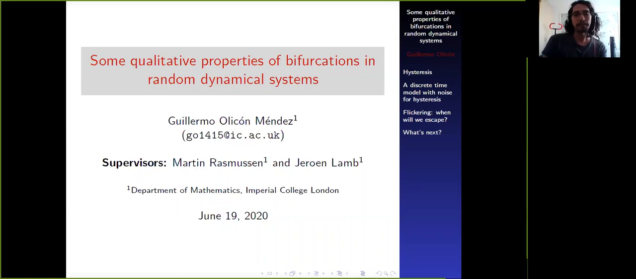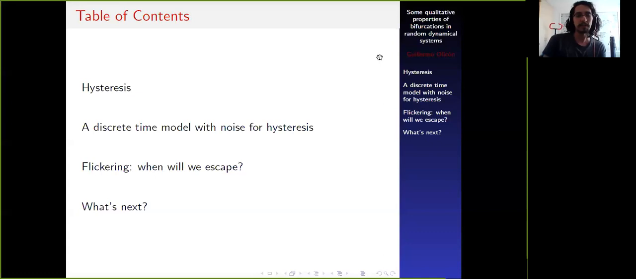So this is the table of contents, the outline for this talk. I'm gonna talk about the hysteresis phenomenon in different scenarios. I'm gonna give you a discrete time model with some noise, and the property here is that the noise is gonna be bounded, as opposed to, for example, when you have Gaussian noise. And then I'm gonna describe this phenomenon called flickering, which has been claimed to be an early warning signal for critical transitions, and a bit of an outlook of what I expect to do in the future.